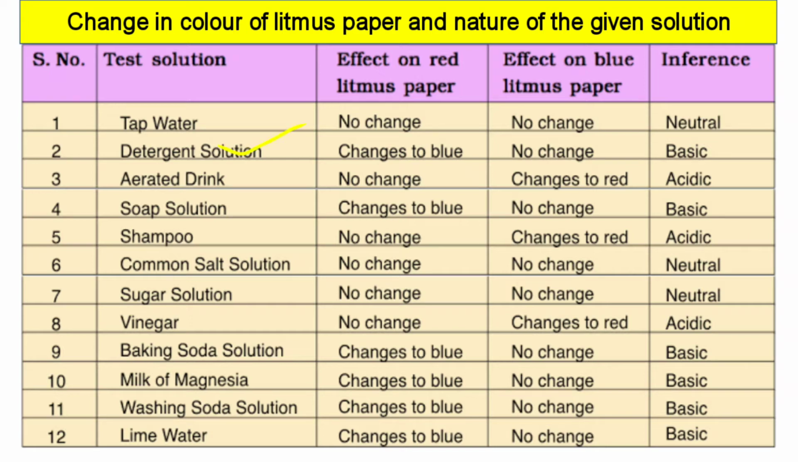If you take the detergent solution, surf solution, and dip the paper in that solution, then the red litmus paper will change to blue. And when you dip the blue litmus paper into the solution of detergent, then no changes will occur. It means that the detergent solution is basic in nature. Likewise, you can learn all this.